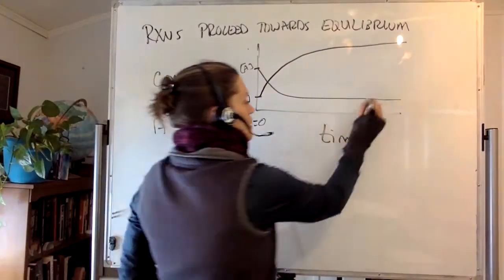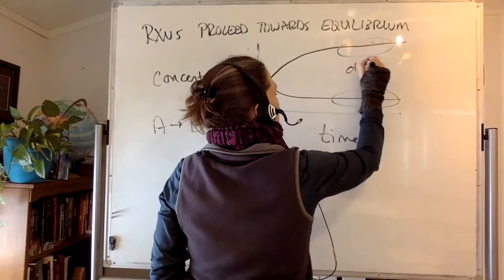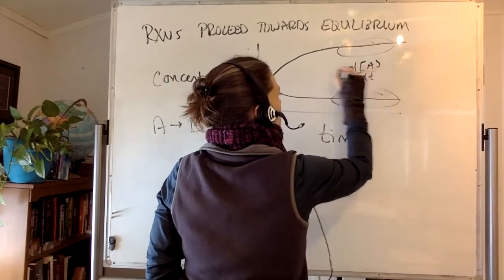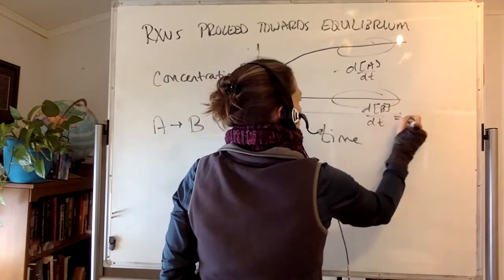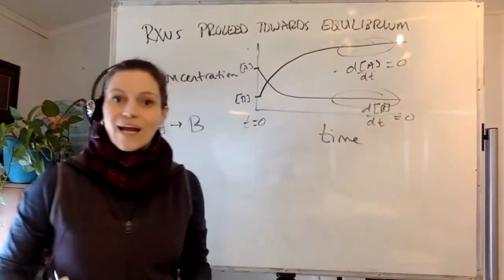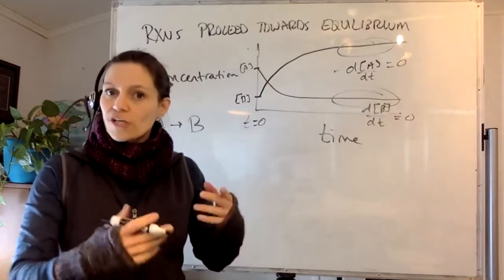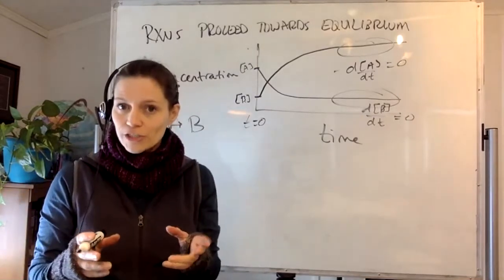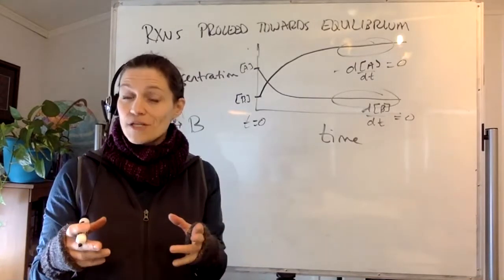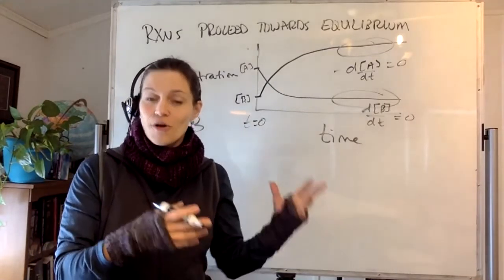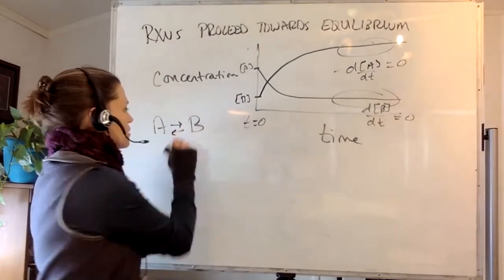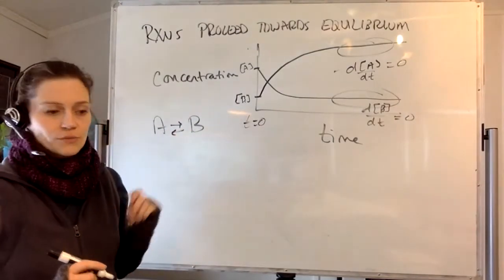to where then you get to where dA dt and dB dt are both equal to 0, i.e., the reaction has reached an equilibrium. The change of the concentration of A is now 0. It's not that the concentration of A is 0, it's the rate at which it is changing is 0, which means we have reached an equilibrium between the two.